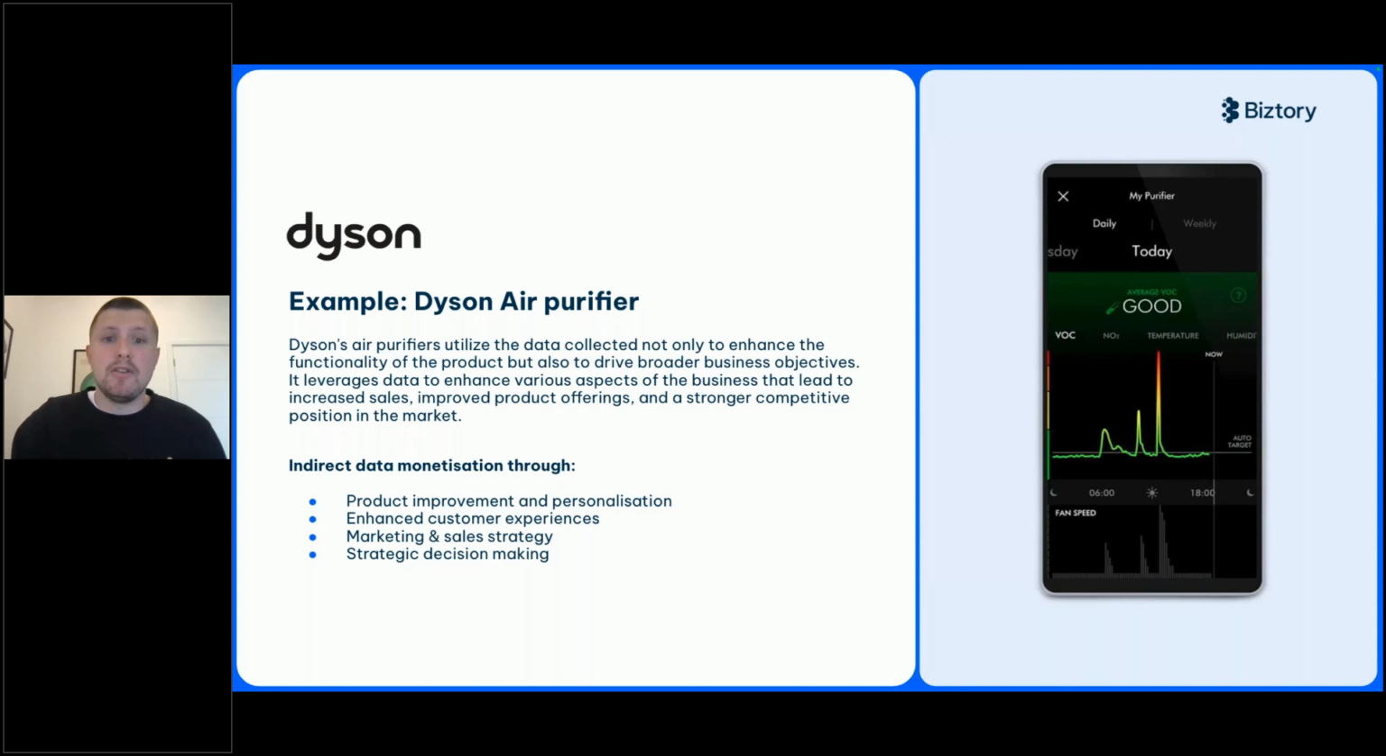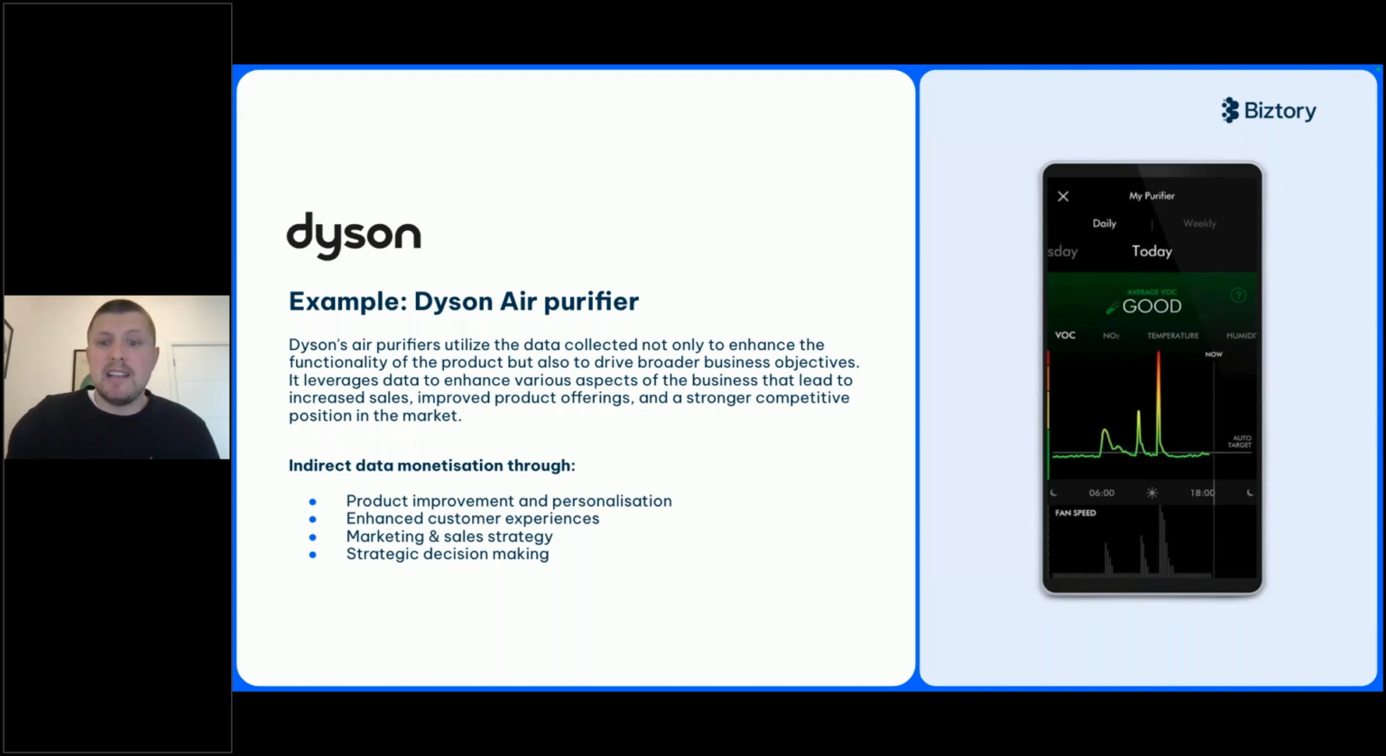Another example is Dyson's air purifiers for several reasons, mainly because they use the data collected to not only enhance the functionality of their product, but also drive broader business objectives. So Dyson air purifiers collect environmental data such as pollutants and allergen levels. This data helps them improve the product's efficiency and effectiveness in real time by adapting its performance based on the air quality. So by analyzing the data from multiple devices, Dyson can then refine and enhance its future product designs to better meet their customers' needs.